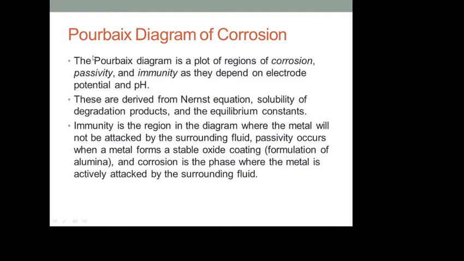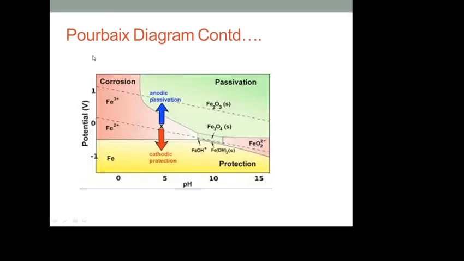Corrosive phase, on the other hand, is the phase where the metal is actively attacked by the surrounding fluid. So this is the phase where the metal aggressively reacts to the ions present in the surrounding fluid and tries to reduce or oxidize. So this is just a sample Pourbaix diagram.